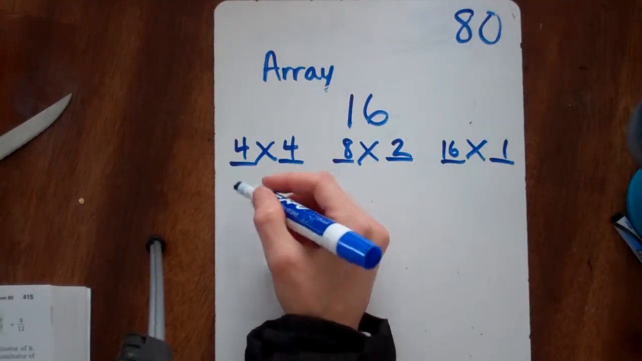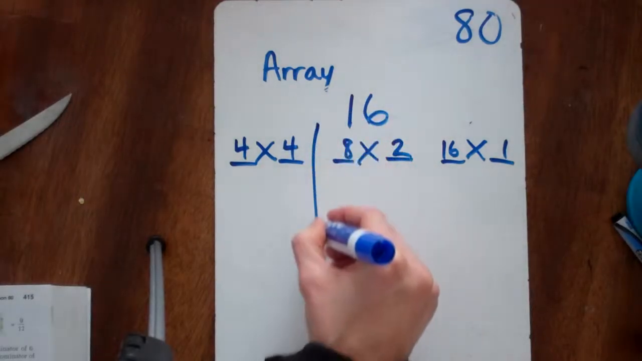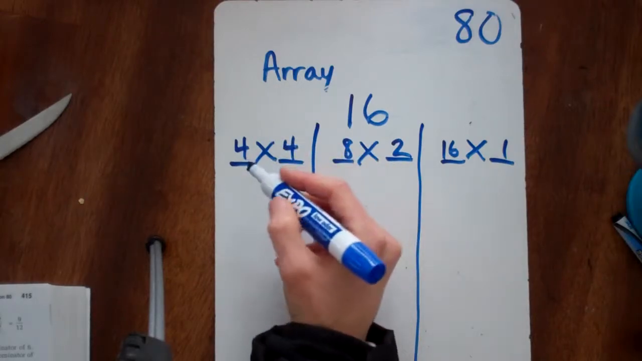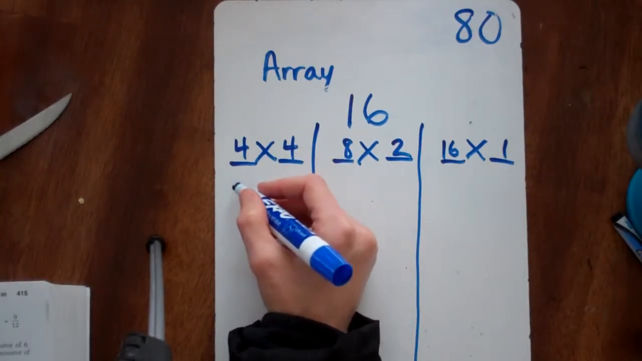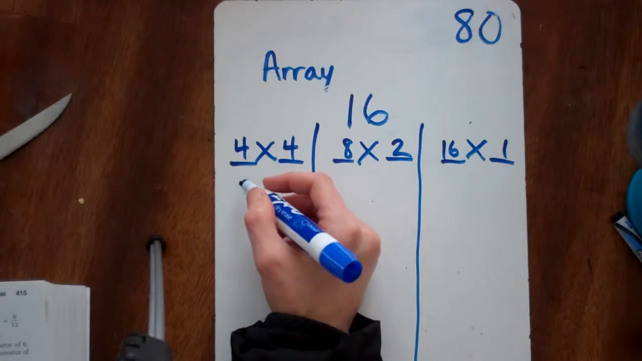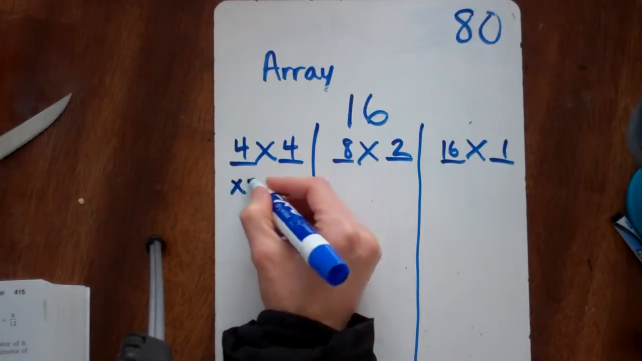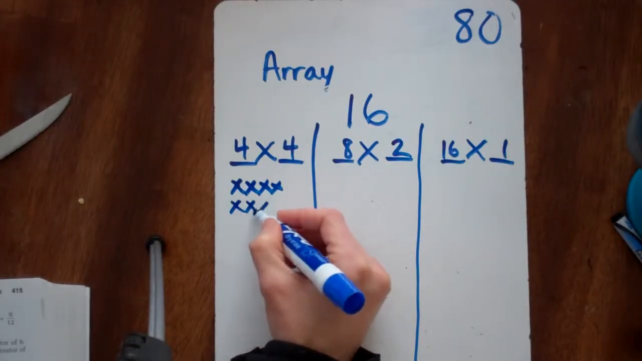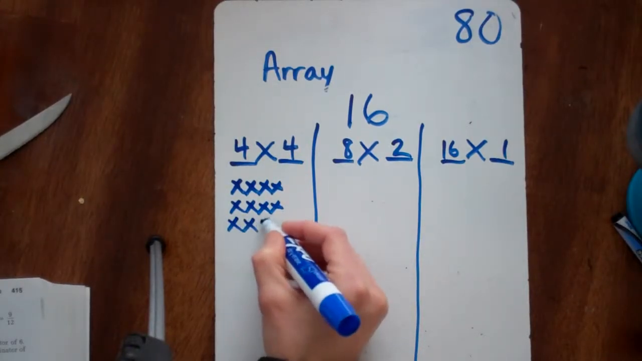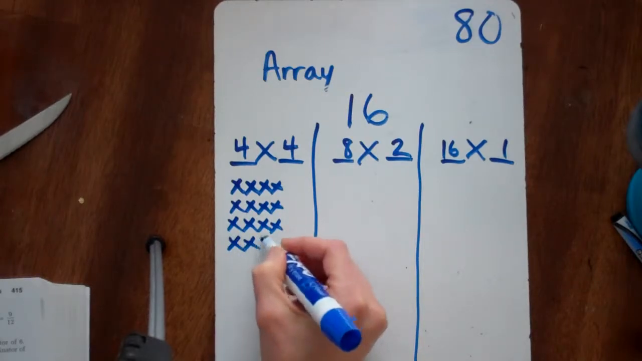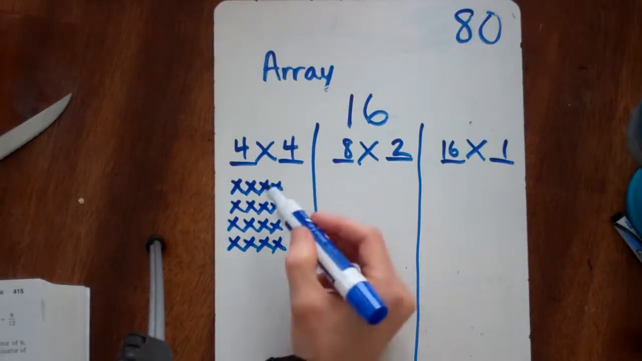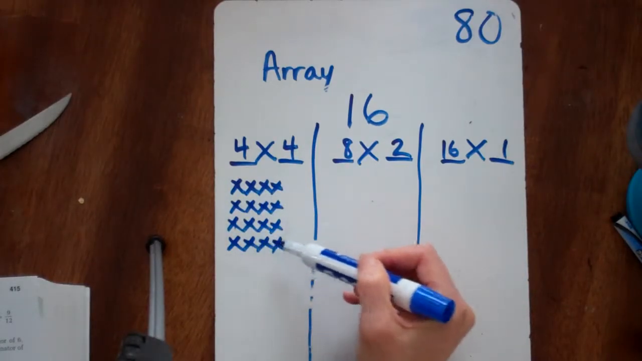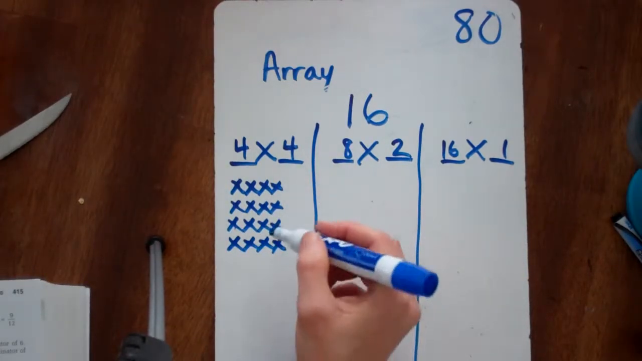So let's go ahead and draw an array for this 4 times 4, okay? So I'm going to kind of break it up so you can see it better. Okay, so let's work on the 4 by 4. And again, I'm going to use X's, and you can use dots or X's, whatever. Okay, so I'm going to do 4 X's. And they're wanting me to do it 4 times in 4 rows. So this is what that would look like. Okay? So I have 4 X's, 4 rows, and if I counted every single one of those X's, it would equal 16. So I'm done with that array.